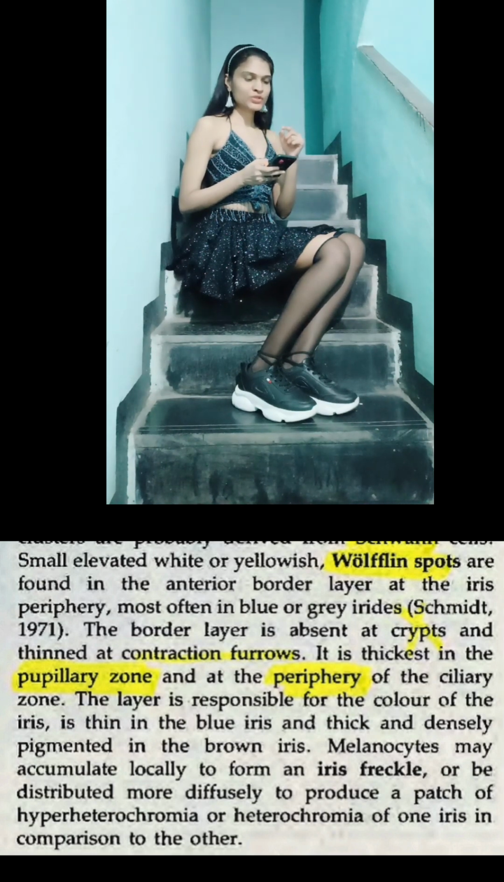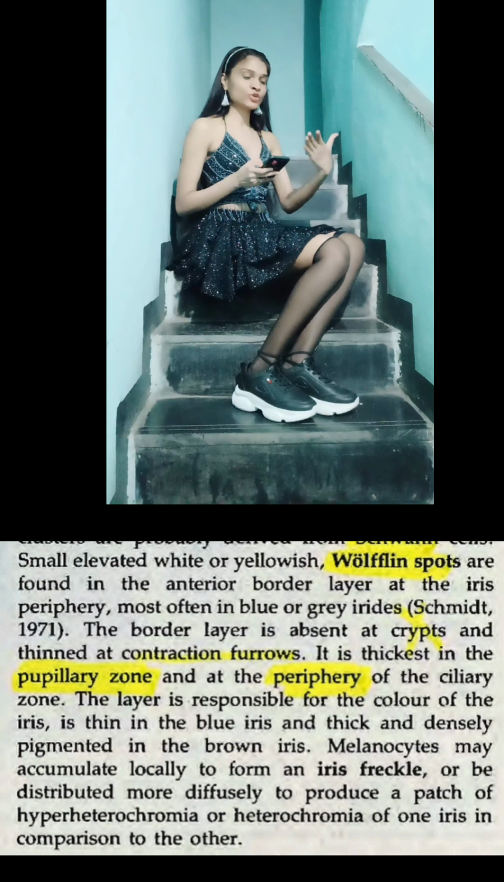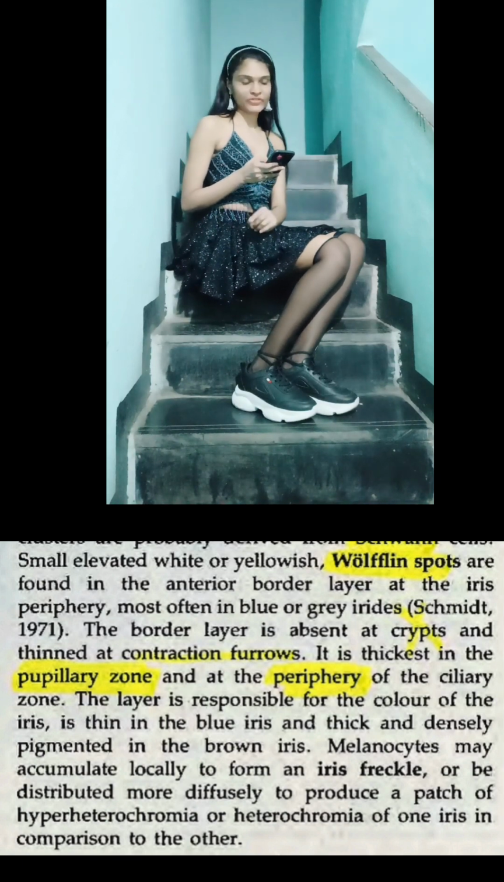So Wolfflin spots. What are Wolfflin spots? These are small, elevated, white and yellowish, found in the anterior border layer at the iris periphery, most often in blue and gray irides. So these are present at the periphery of the iris in the anterior border layer, but in the blue and gray irides.